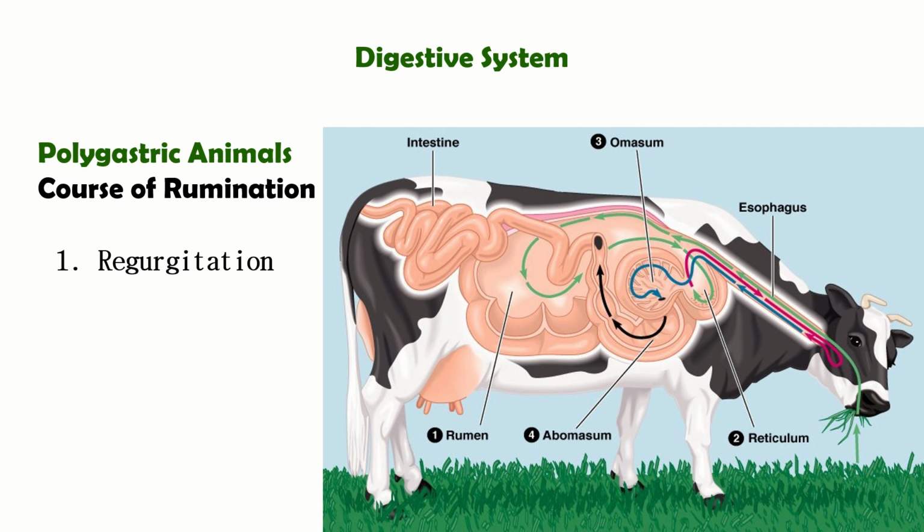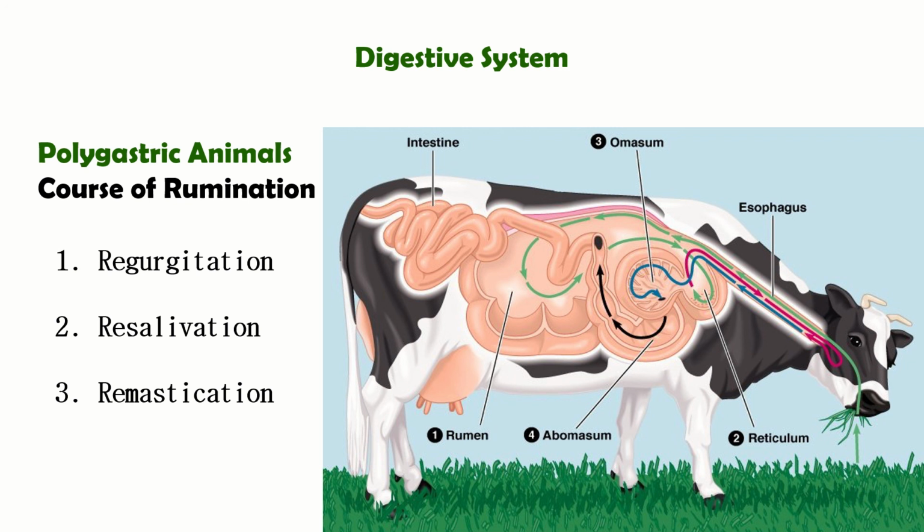Okay, mamaya explain natin further. Basta regurgitation, process of forcing back of food to the mouth. Next, resalivation. Siyempre kapag bumalik sa bibig yung pagkain, magsisikret ulit yung salivary glands ng saliva, kaya resalivation. Kapag nangyari na ang resalivation, next is the remastication or rechewing. Ngunguyain uli ng ating animal yan.